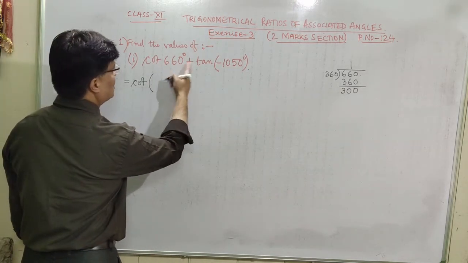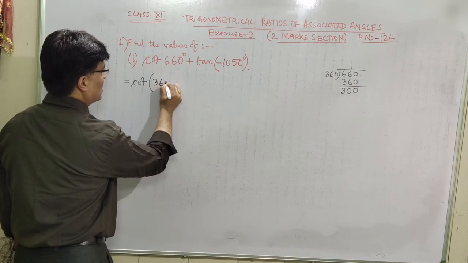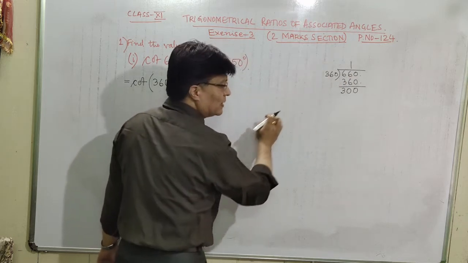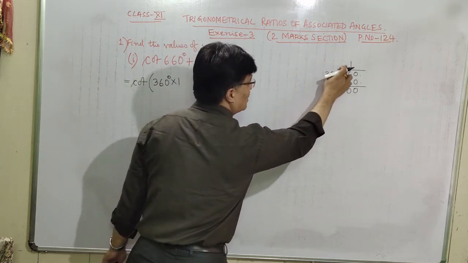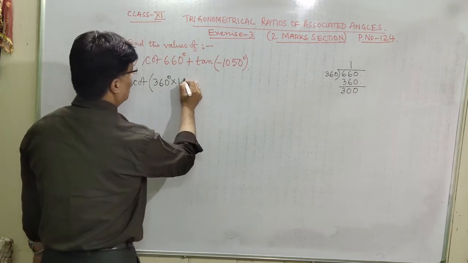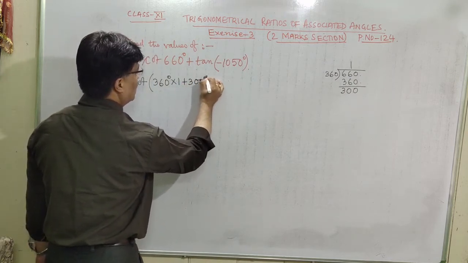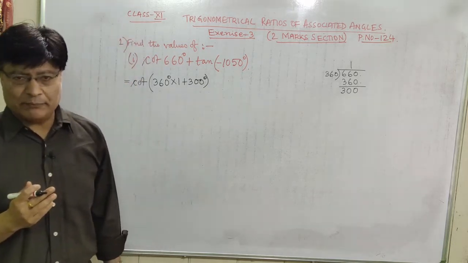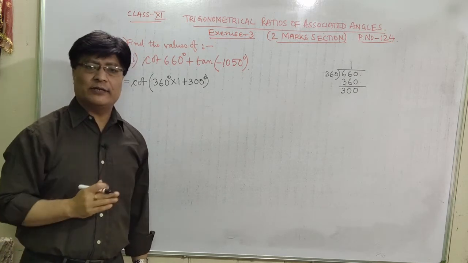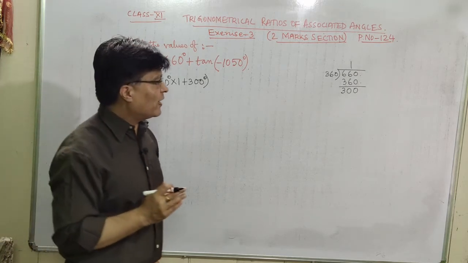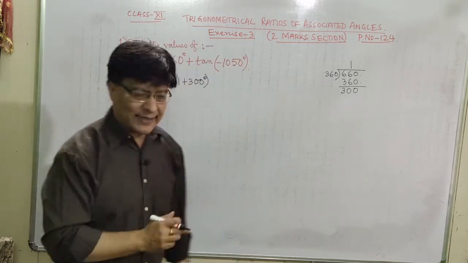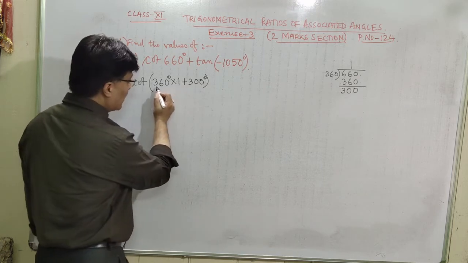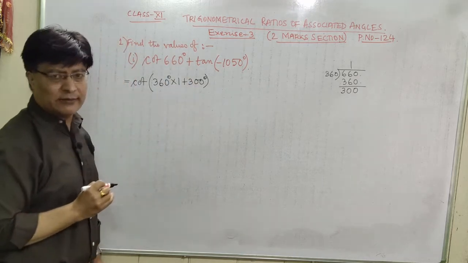So how can you write 660 degree? 360 degree multiplied by 1. That is, divisor into quotient plus remainder, plus 300. So if the angle is more than 360 degree, you can divide that angle by 360 degree. If you divide 660 by 360, you will get 360 degree into 1 plus 300 degree. Again, if you simplify, you will get the same number, 660 degree.